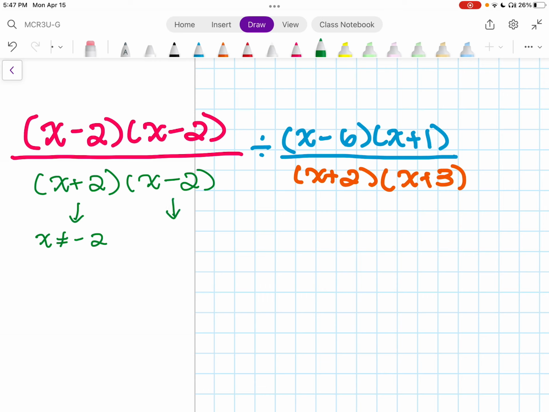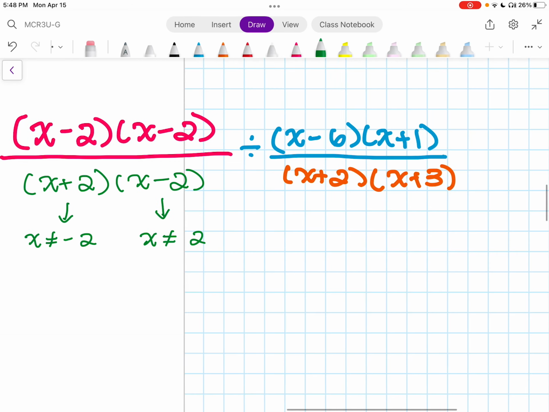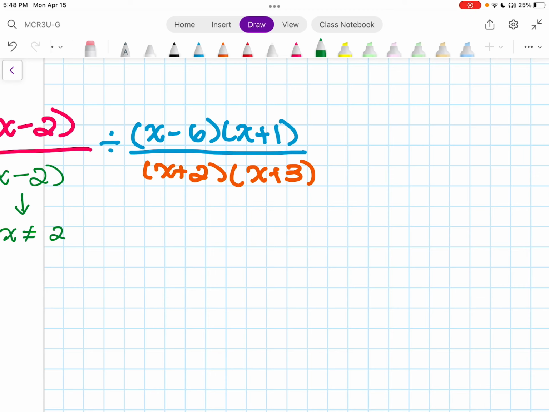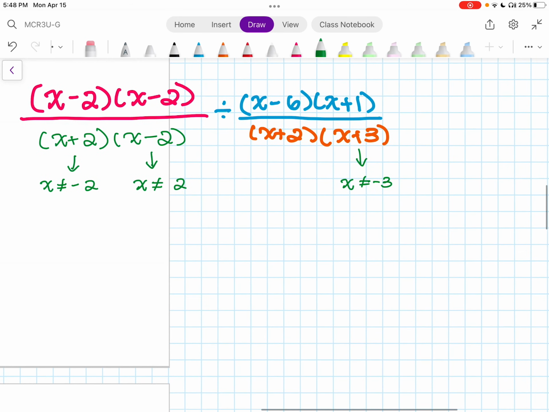Oops, this is also x cannot equal plus 2, right? Because they're the two opposite signs. Here it's the same as x cannot equal 2, so I won't bother writing that back in. And here x cannot equal -3. Now, because we're dividing, we're going to have to flip this entire second fraction.